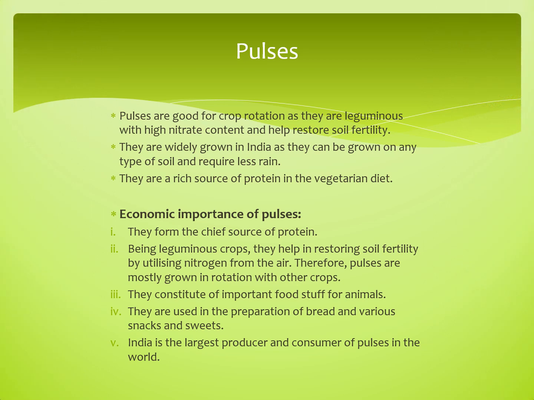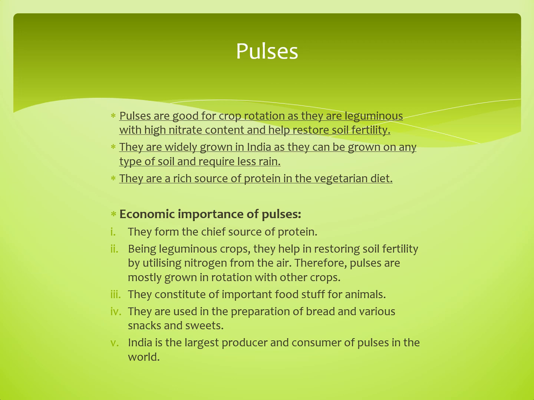Some important information about pulses. Pulses are good for crop rotation as they are leguminous with high nitrate content and help restore soil fertility. They are widely grown in India as they can be grown on any type of soil and require less rain. They are a rich source of protein in the vegetarian diet.